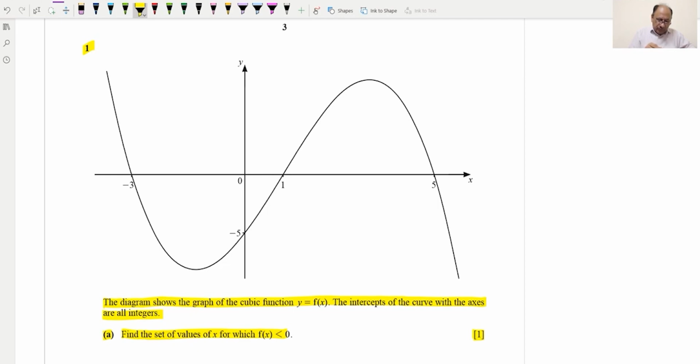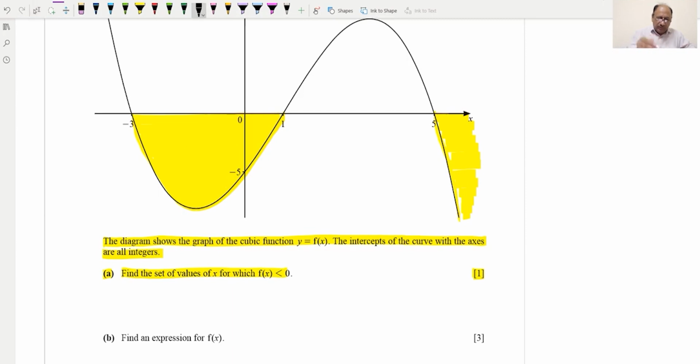Less than 0 values will be for this portion of the curve and for this portion of the curve. So we can figure out the x values will be this section and this section. These two portions we will take in the form of inequalities, and that answer will be for 1 mark. For this portion we can write x is greater than minus 3 and less than 1, and for this portion we will write x is greater than 5. So this will be the answer for this 1 mark question.